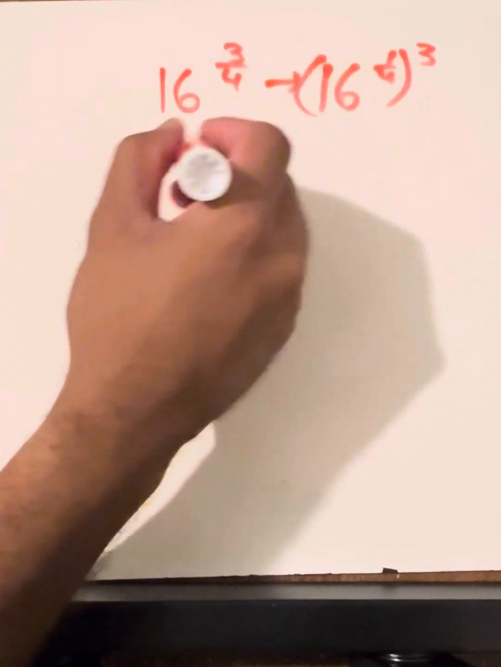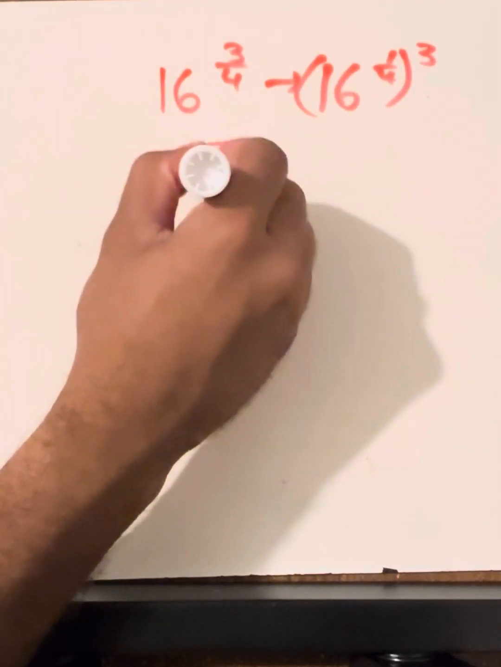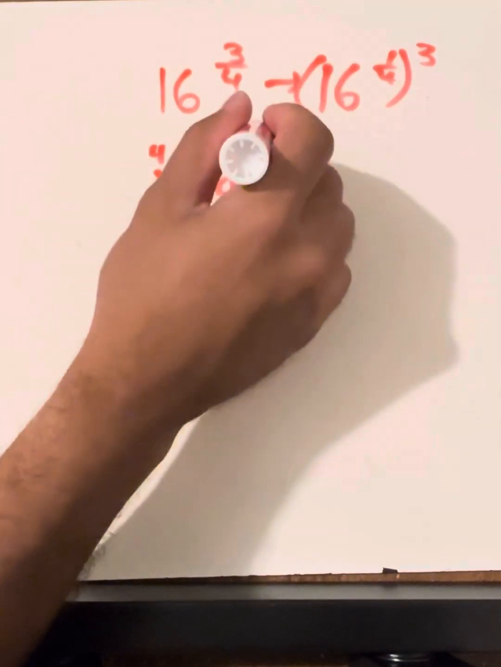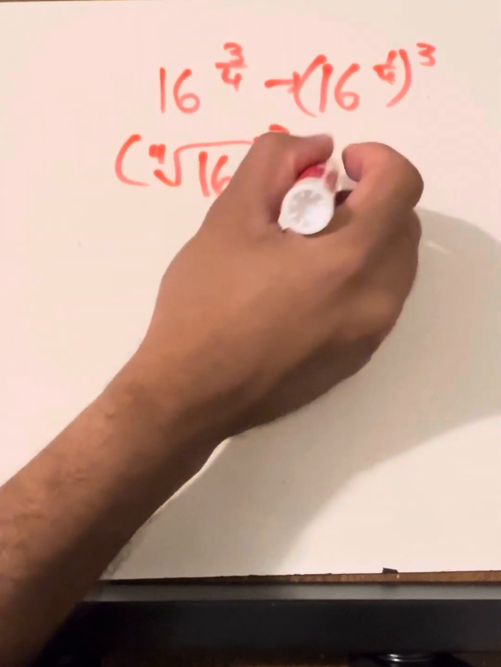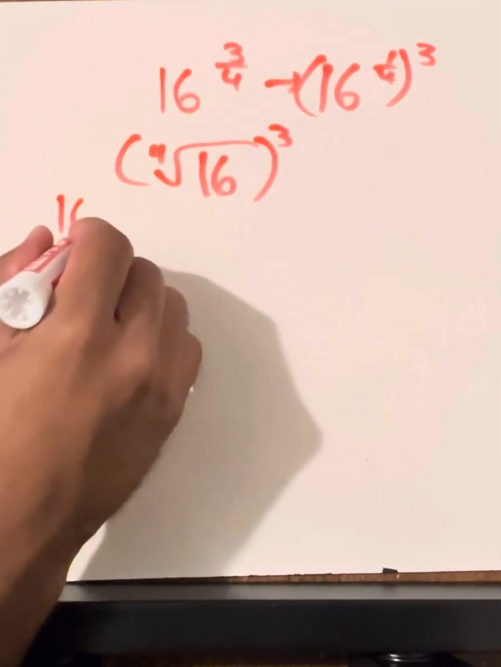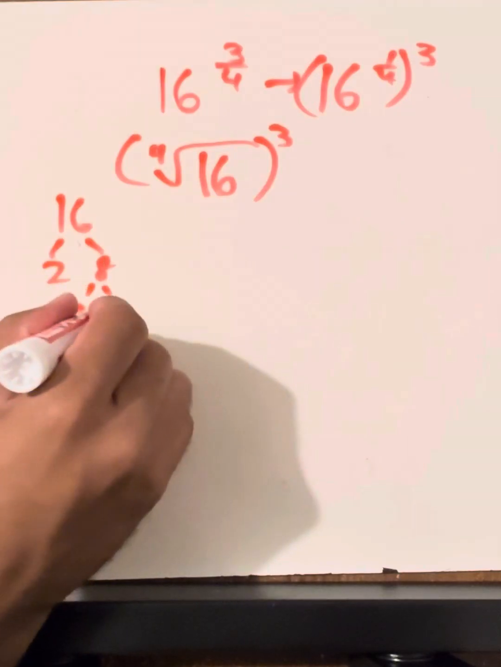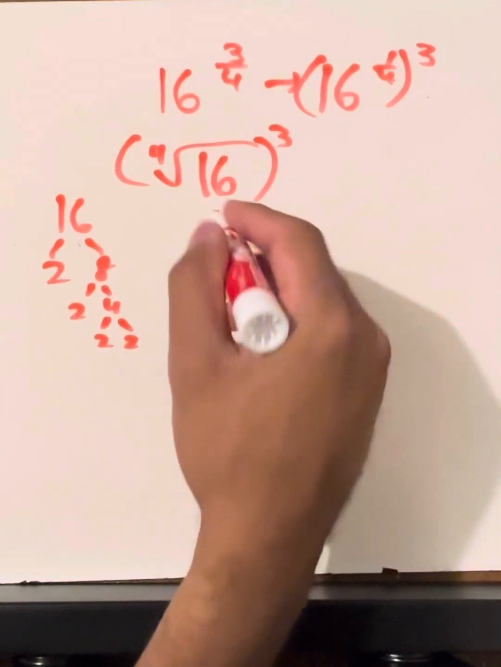If we were to break this down, the a is 16. That's the number that goes in here, and the n is 4. So we can break this down, and then we'll take everything to the third power. 16 broken down is 2 times 8. 8 is the same thing as 2 times 4. 4 is the same thing as 2 times 2. So 16 is the same thing as 2 times 2 times 2 times 2.